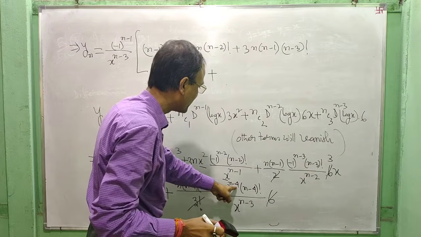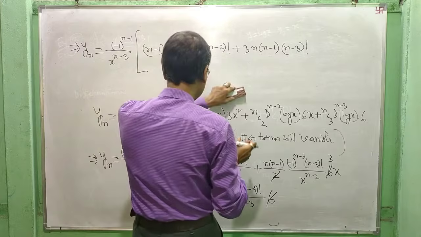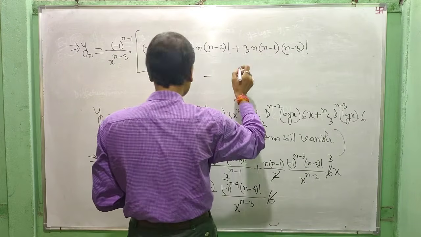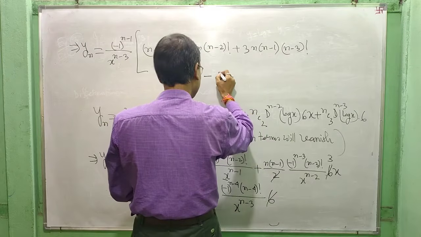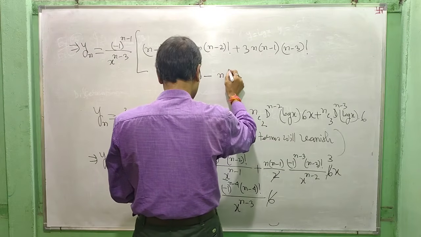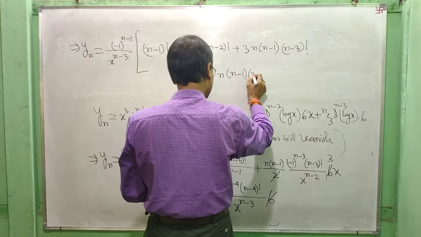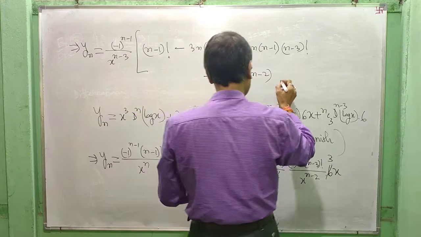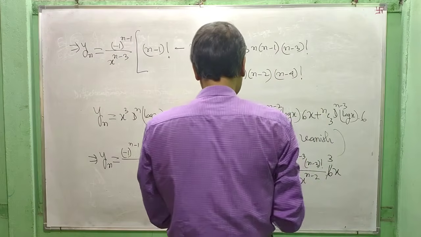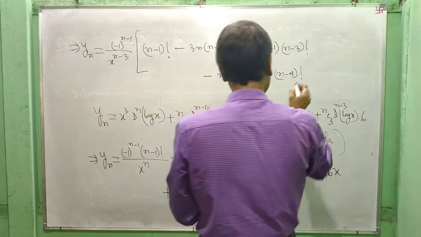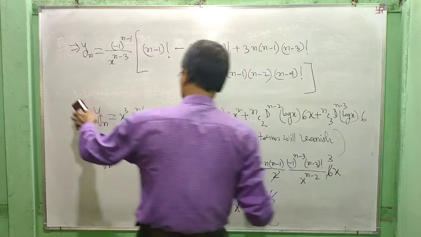minus 1 whole to the power n minus 1. It will be minus 1. If you take minus 1 whole to the power n minus 1, you will get minus n into n minus 1 into n minus 2 into factorial n minus 4. You will get this.